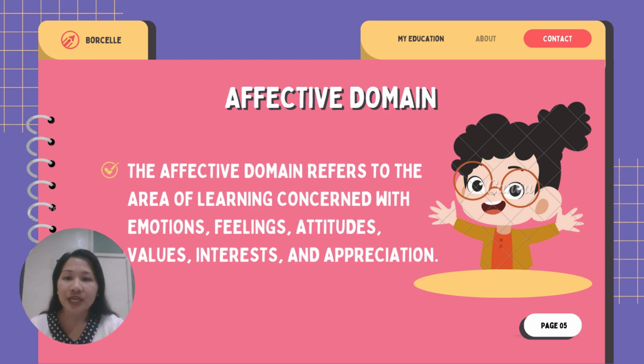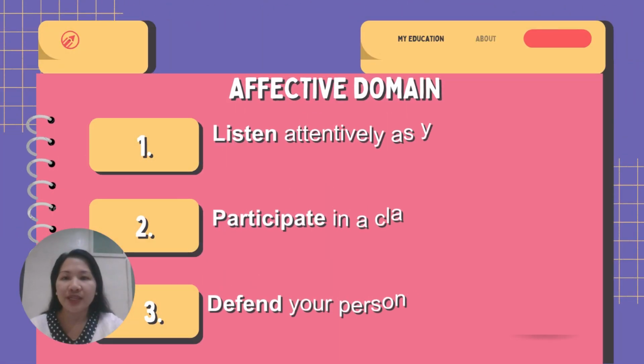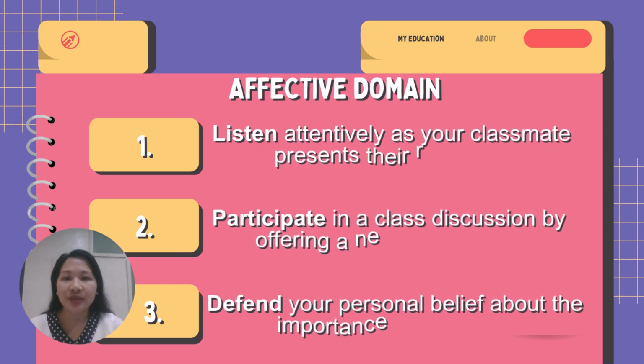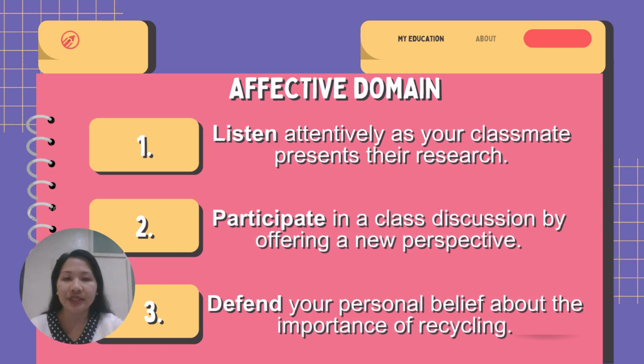The goal of objectives in the affective domain is to describe and foster positive changes in a learner's inner world and their interaction with the external world. So, here are the five activities. Number one, listen attentively as your classmate presents their research. The verb used here is listen.